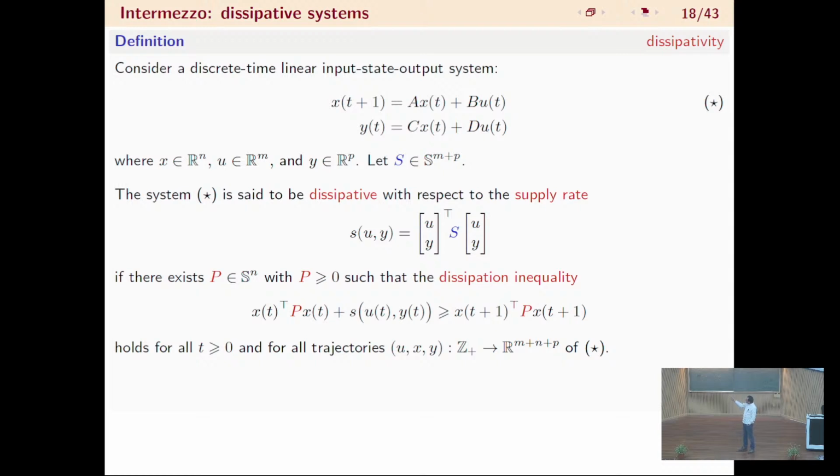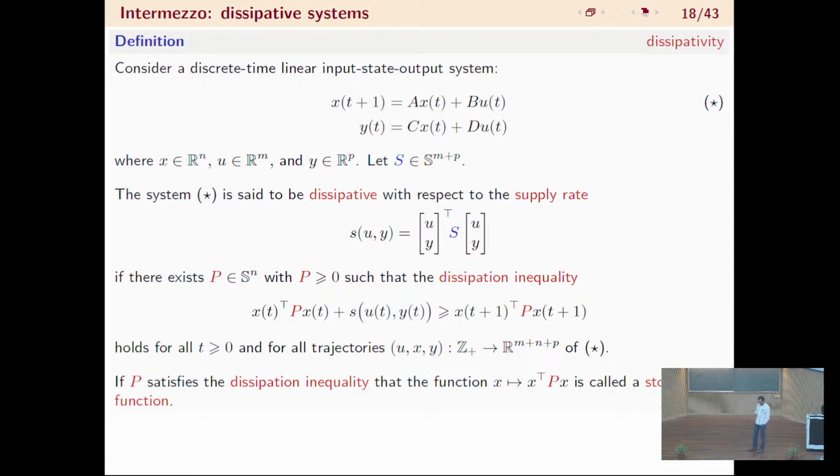And he came up with this abstract definition of dissipativity, which covers many interesting cases. And well, if this dissipation inequality is satisfied, then this function, x maps to x transpose Px, is called the storage function because it resembles the energy stored in the system.